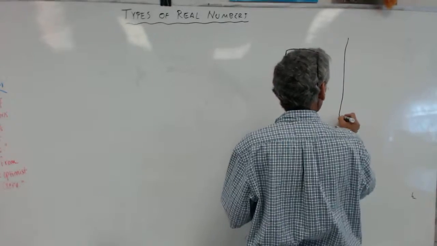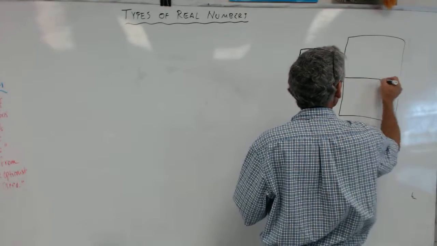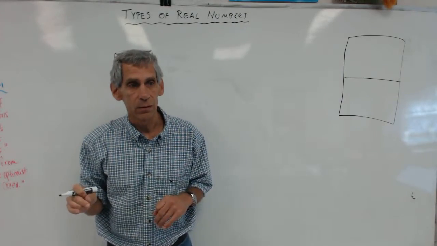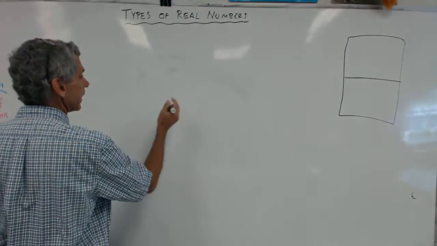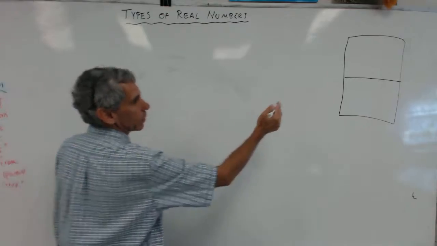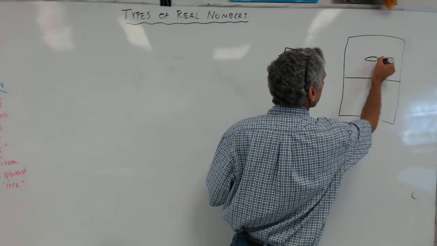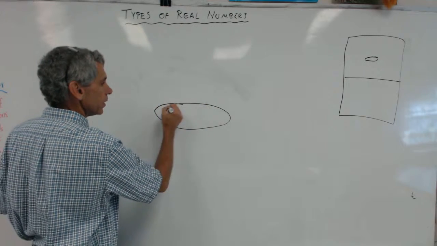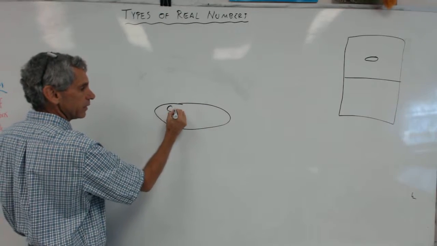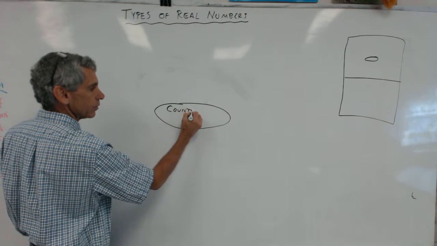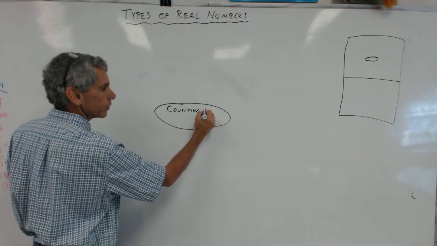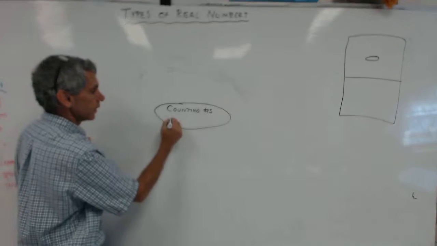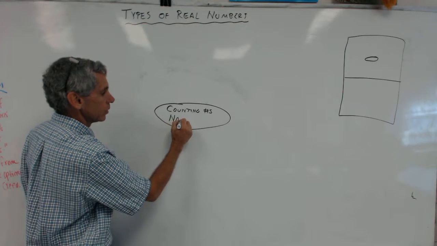But on your paper, I want you to use the top half to draw a diagram. Okay? In the very beginning, right in the middle, you're going to have a little circle like this. And that little circle is called counting numbers, and I'm going to do that as an abbreviation, is that okay? For numbers, and then natural numbers.